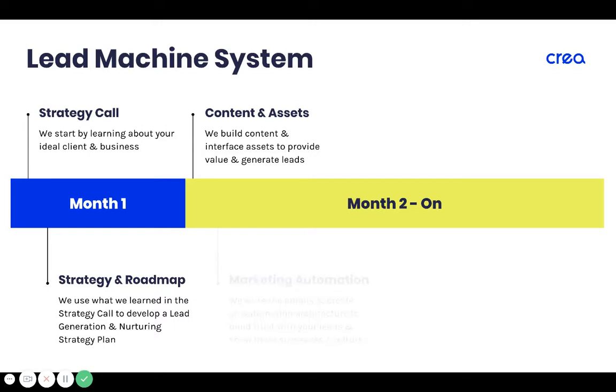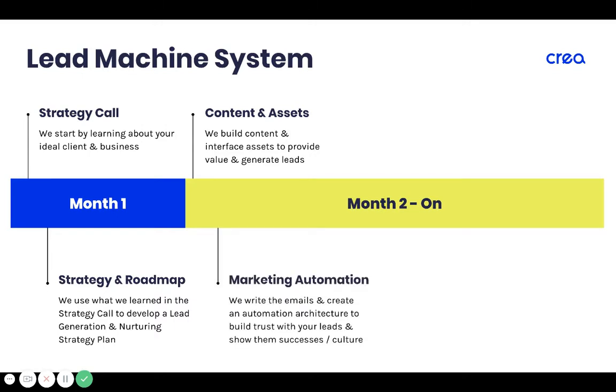Next, we jump into marketing automation, which is building the systems of emails and text messages and voicemail drops and all the channels that we want to hit, and basically writing the emails and creating automation architecture to build trust with your leads and show them your successes and your culture and what you guys are all about.